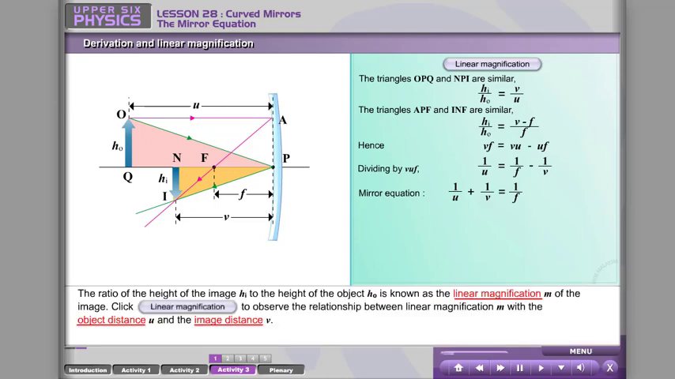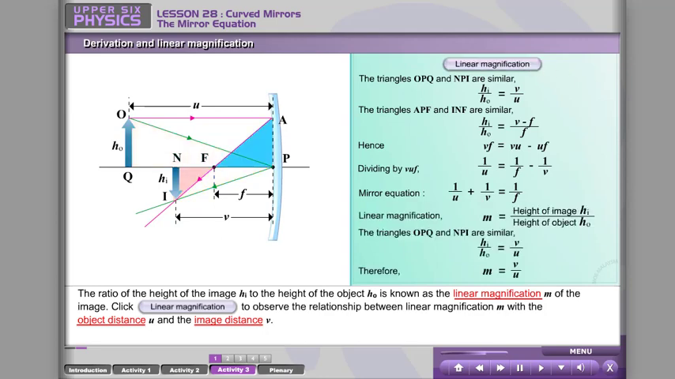The ratio of the height of the image, HI, to the height of the object, HO, is known as the linear magnification, m, of the image. Click the linear magnification button to observe the relationship between linear magnification m with the object distance u and the image distance v.